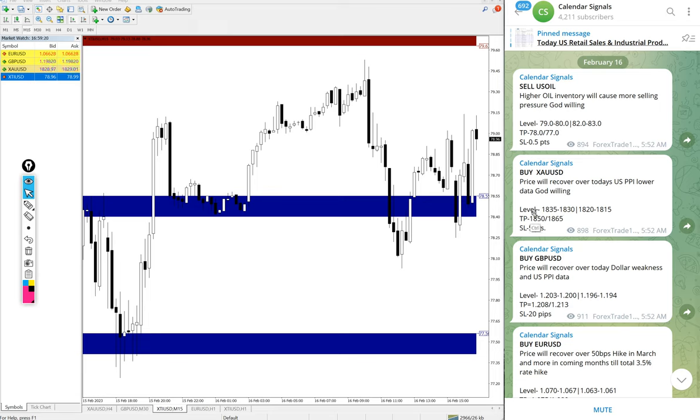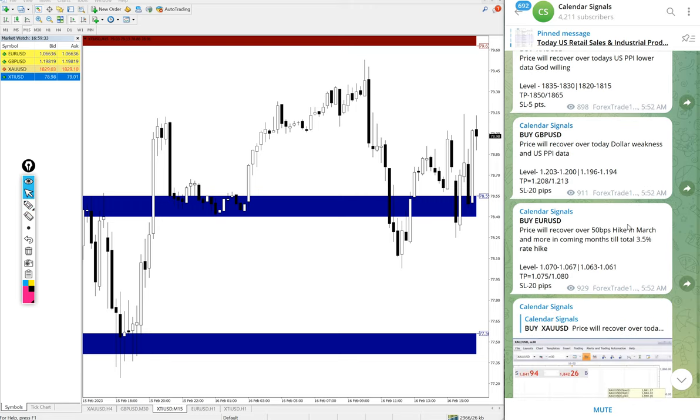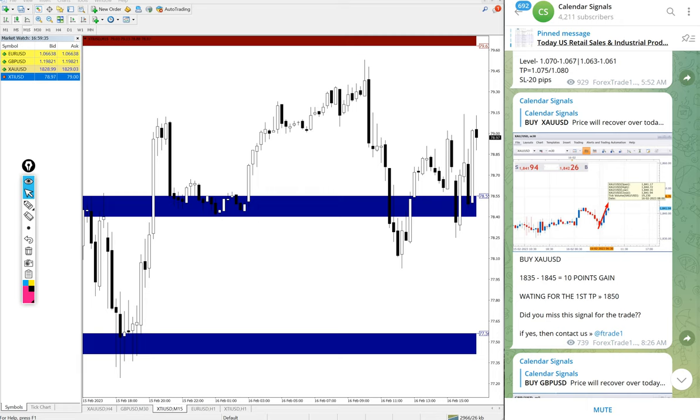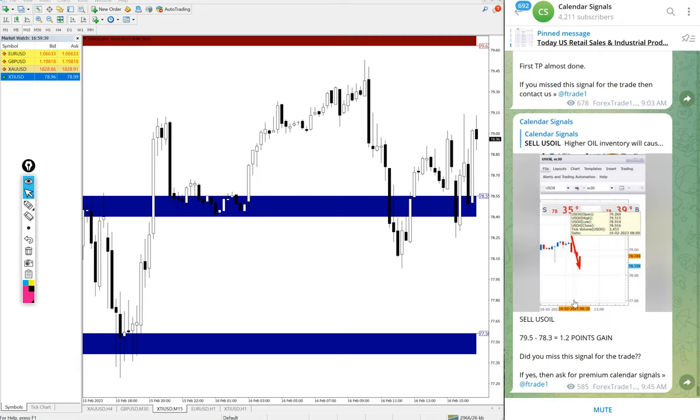Likewise, for gold, GBP and euro, for all these signals we gave the reason why we are giving this script ourselves. Why we are saying this is that the signals given in this channel are not random. We give strong reasoning for every script and direction. Now we will see the performance of US oil.